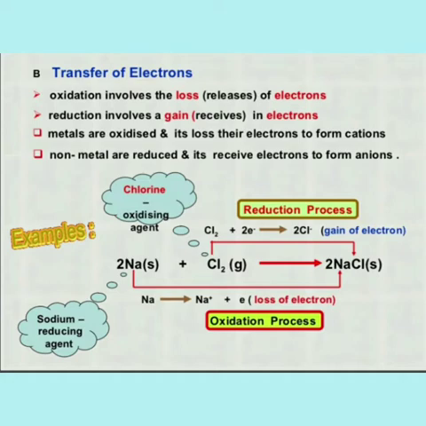Sodium reacts with chlorine to form sodium chloride. In this reaction, each sodium atom loses one electron to form a sodium ion. Since loss of electron is taking place, the conversion of sodium to sodium chloride is called the oxidation process. Each chlorine atom gains one electron to form a chloride ion. Since gain of electron is taking place, the conversion of chlorine to sodium chloride is said to be the reduction process.